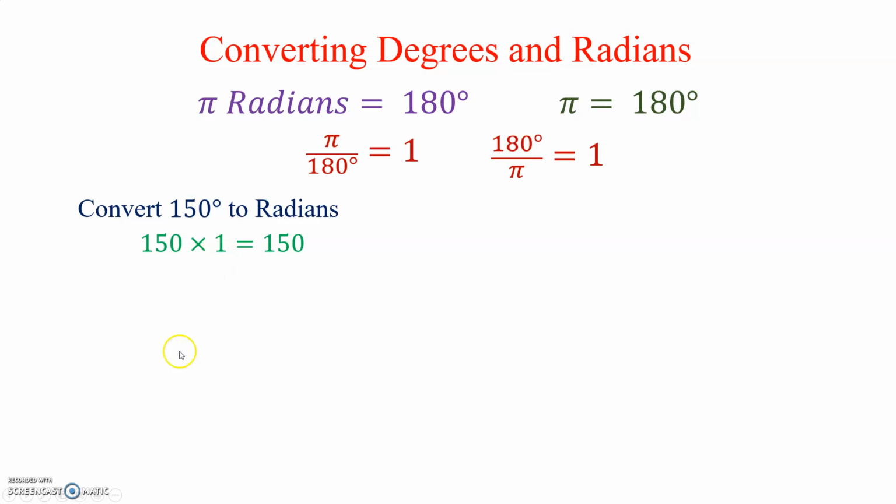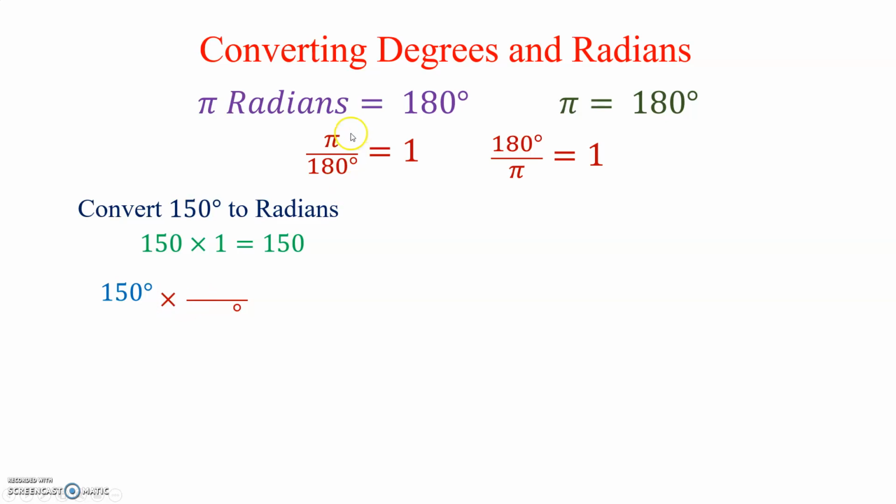Why am I doing this? It's because I should be able to take this 150 degrees and multiply it not necessarily by 1, but by a form of 1. That's what these two red ratios will be used for shortly. So here's the train of thought. Because I'm trying to convert from degrees to radians, I'm essentially trying to cancel or remove the degrees. How will I do this?